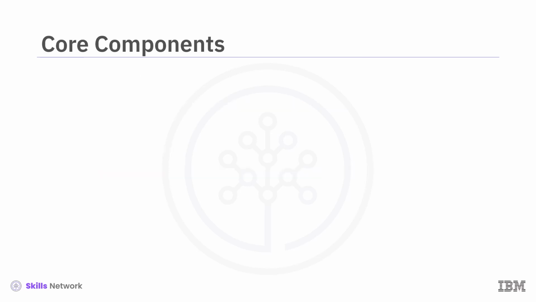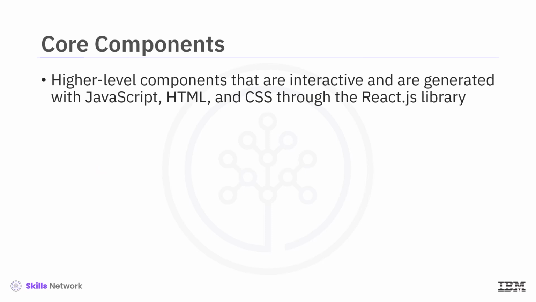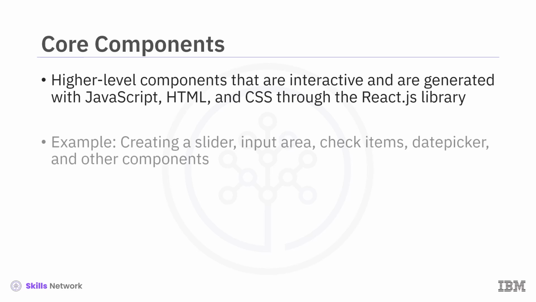The core components describe higher-level interactive components generated with JavaScript, HTML, and CSS through the React.js library. Some examples of core components are creating a slider, input area, check items, and date picker. You can explore other components using the reference link at the slide's end.